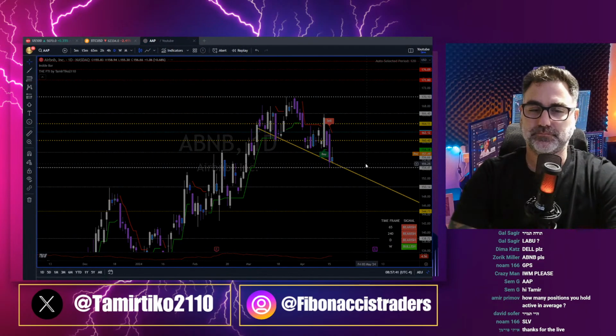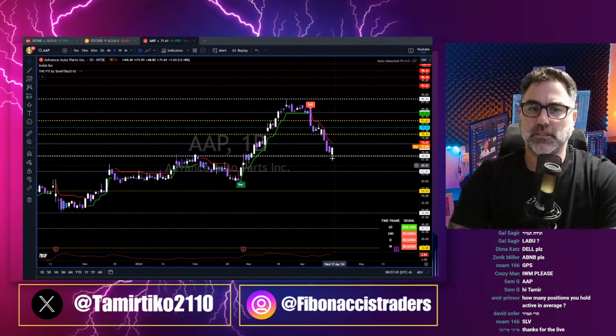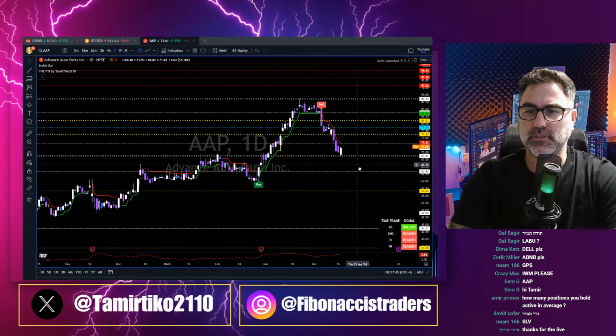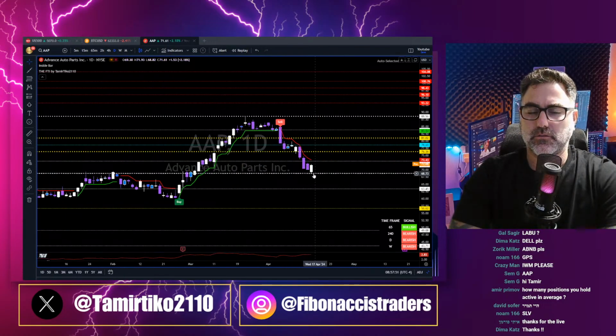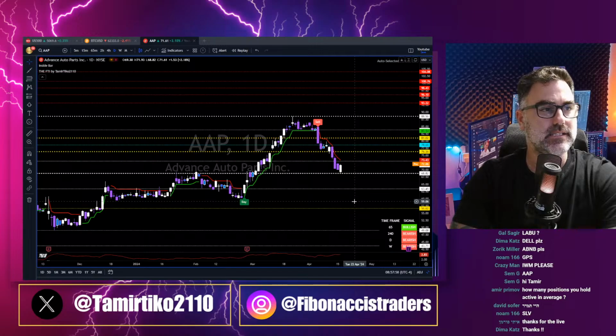AAP. Not looking good. Bearish on all time frames concerning swing trading. Continuation to the downside, below yesterday's lows towards the 360 and then 56 to the downside.